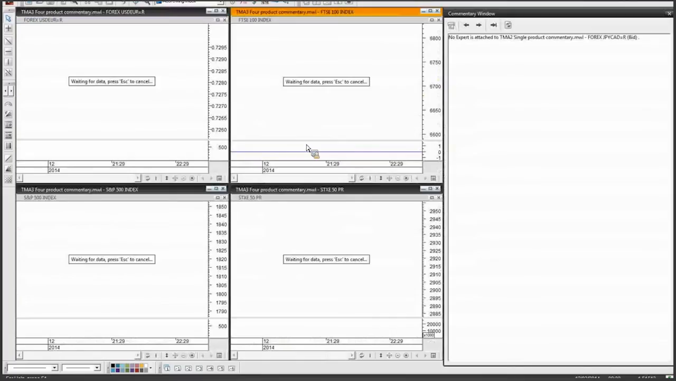So going back to the other templates we've got, for product commentary, again, it's just exactly the same, but in this respect what we're doing is we're focusing on 4 products. So let's give this a few seconds to load up.